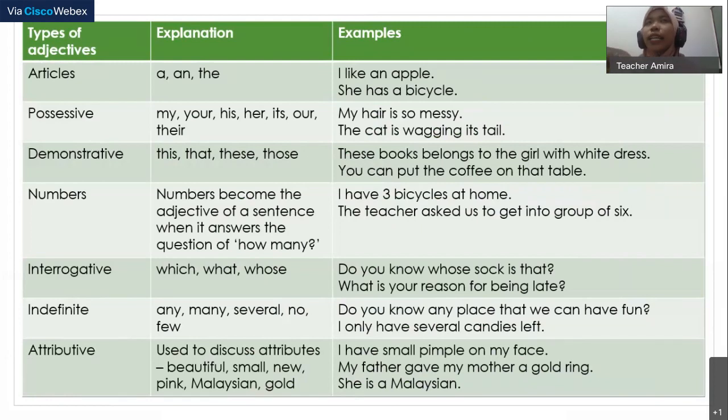We can also say, maybe, I like two apples. That's how we say it. Another example is she has a bicycle. It applies the same as before. The noun here is bicycle. She only has one bicycle. She doesn't have two, she doesn't have three, she doesn't have ten bicycles. The article shows the number of the bicycle, so it is an adjective in the sentence.